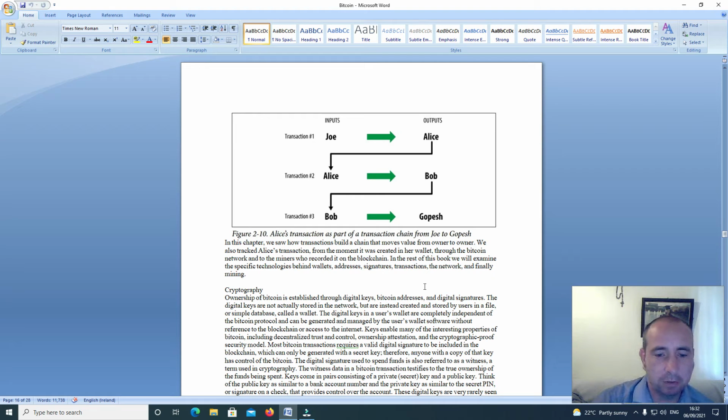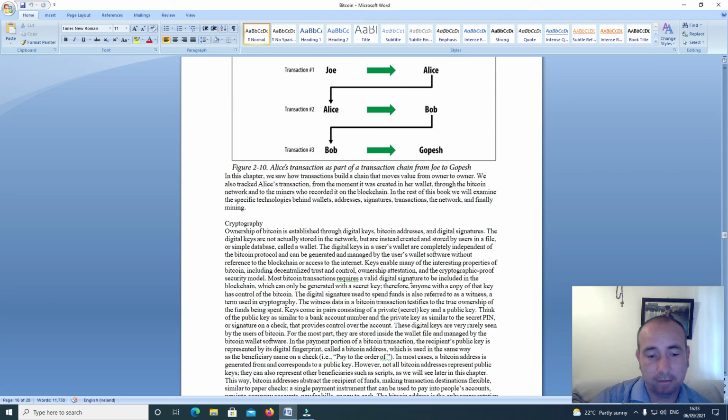In this chapter we saw how transactions build a chain that moves value from owner to owner. We also tracked Alice's transaction from the moment it was created in her wallet, through the Bitcoin network, to the miners who recorded it on the blockchain. In the rest of this book we will examine the specific technologies behind wallets, addresses, signatures, transactions, the network, and finally mining.